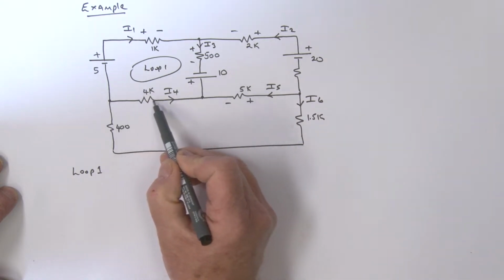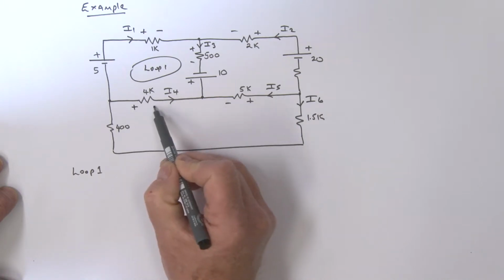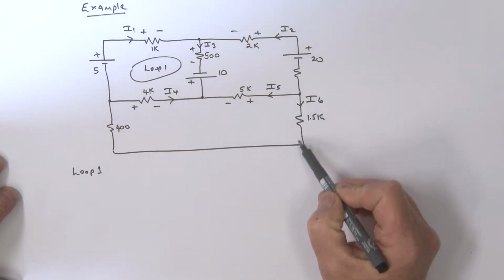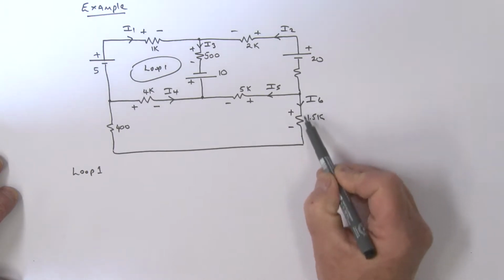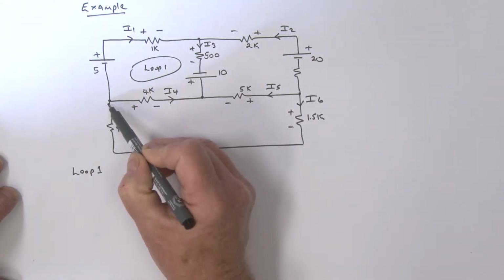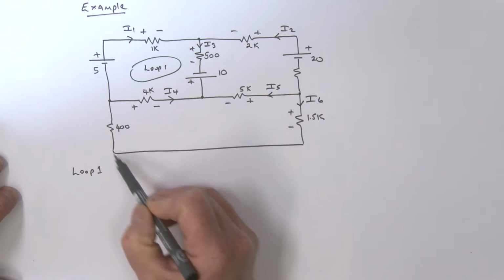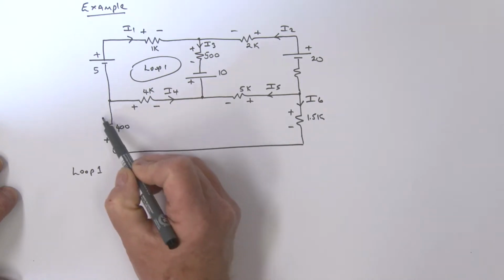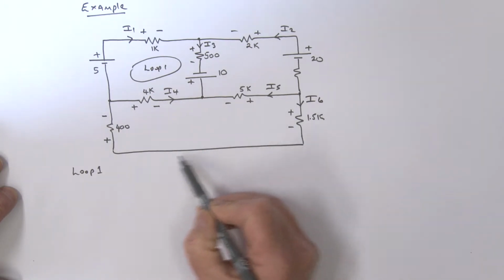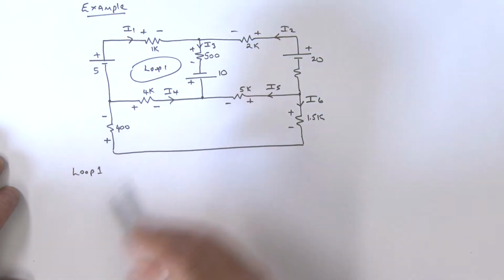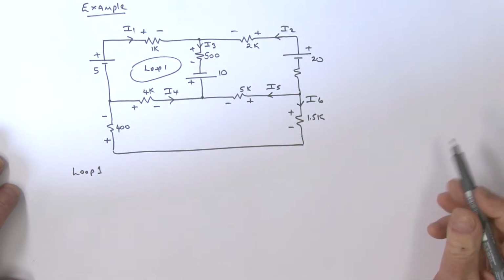This current's going this way, so that again is plus minus. This current is going this way, so that's plus minus. This current's coming on round, going this way, and so we can talk about a plus to a minus. So current going this way, like so. All right, so that's the circuit that we're really dealing with.